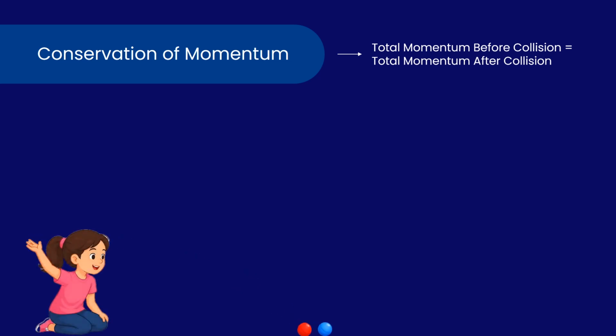The law of conservation of momentum states that in an isolated system, the total momentum before a collision is equal to the total momentum after the collision. See here, the girl throws a ball and it collides with the second ball. After the collision, the second ball moves forward because momentum is transferred from the first ball to the second. This shows that the total momentum is conserved.